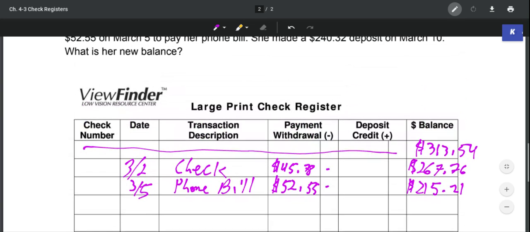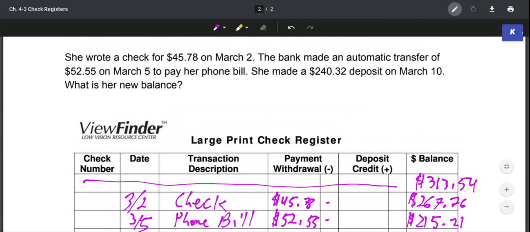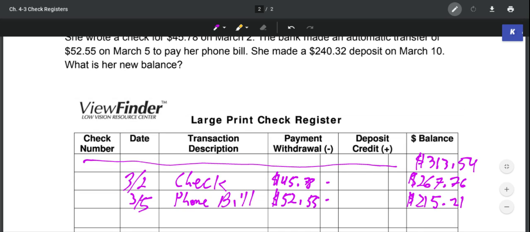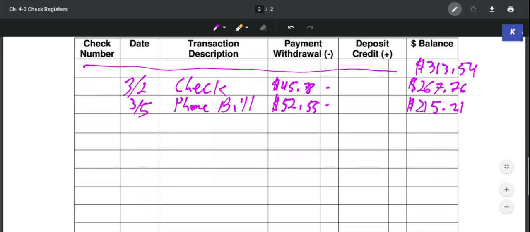I think there's only one more. The last thing is that she made a deposit of $240 and 32 cents on March 10th. So March 10th, we have a deposit of $240 and 32 cents. Actually, I wrote that in the wrong column. You wouldn't want to put it in your withdrawal column. You would want to put that in the deposit column.